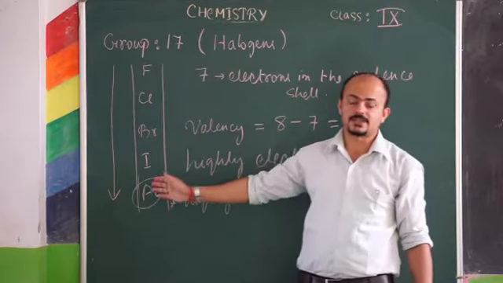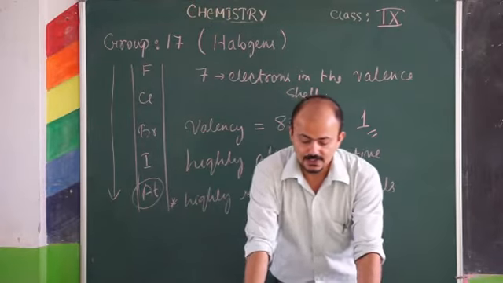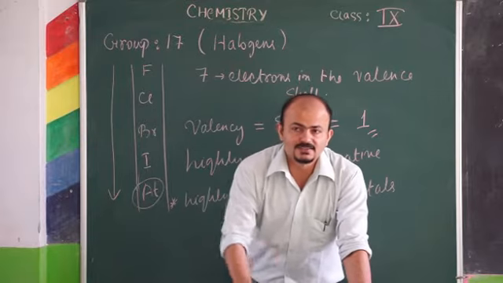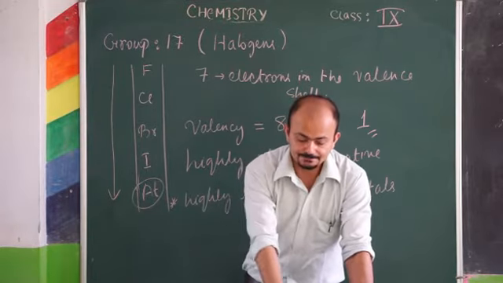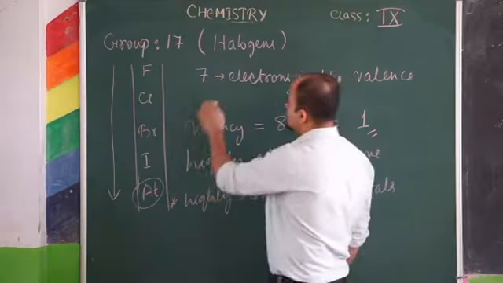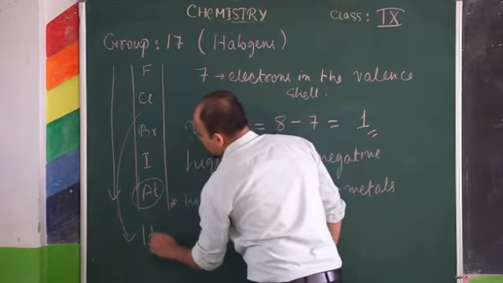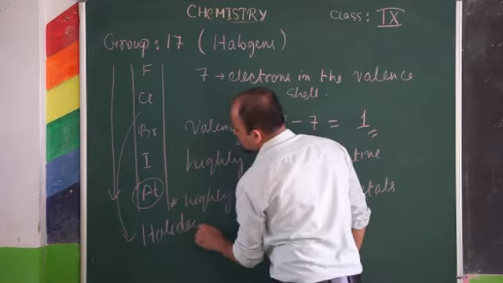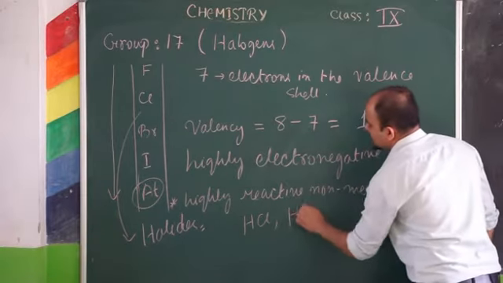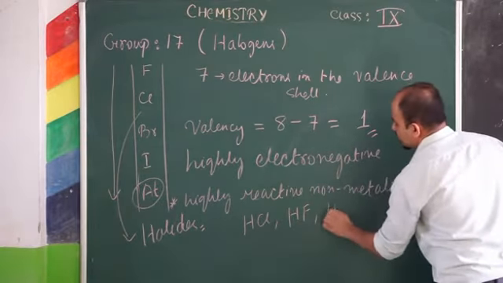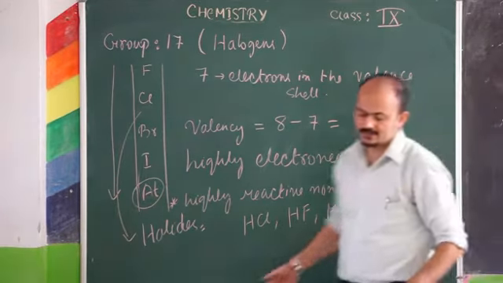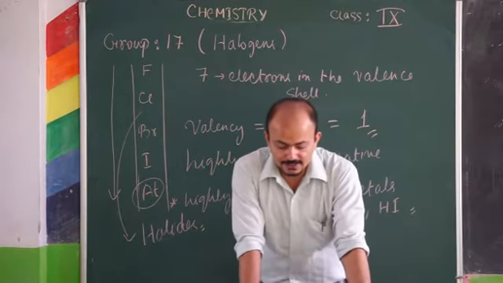All these halogens are highly poisonous, and they have a strong, pungent, and unpleasant odor. That means they have a very bad smell. Their valence is 1. And they are also known as what? Halides. Halogens, and they are also known as halides. Since their valence is 1, they will always form compounds such as HCl, HF, HI, etc. You have to remember this: their valence is 1, therefore they always form monovalent compounds.